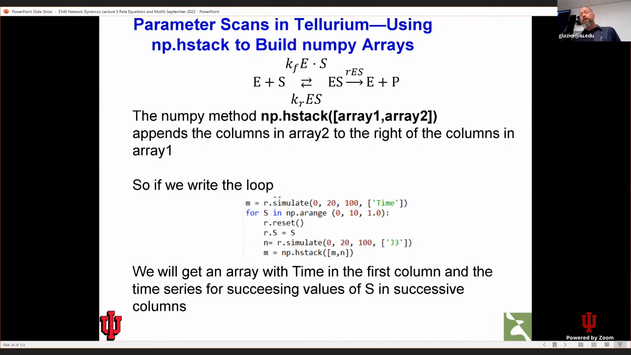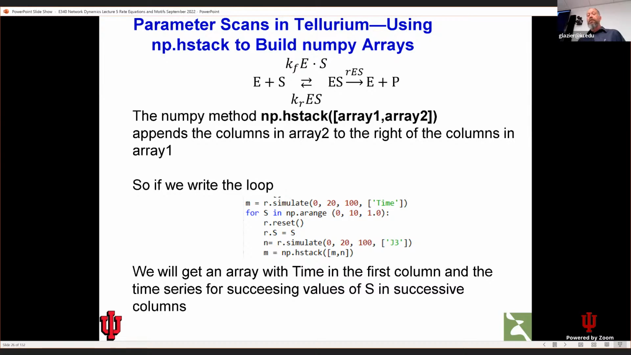I do a sort of a test simulation, which just gives me my time step. So m equals r.simulate 0, 20, 100 time. That'll give me 100 rows of different times. And that'll give me my first column. Now I'm going to do S in np.arange, 0 to 10, steps of 1. I'm now going to reset my simulation. And now I run the simulation and get the rate of production of product versus time.